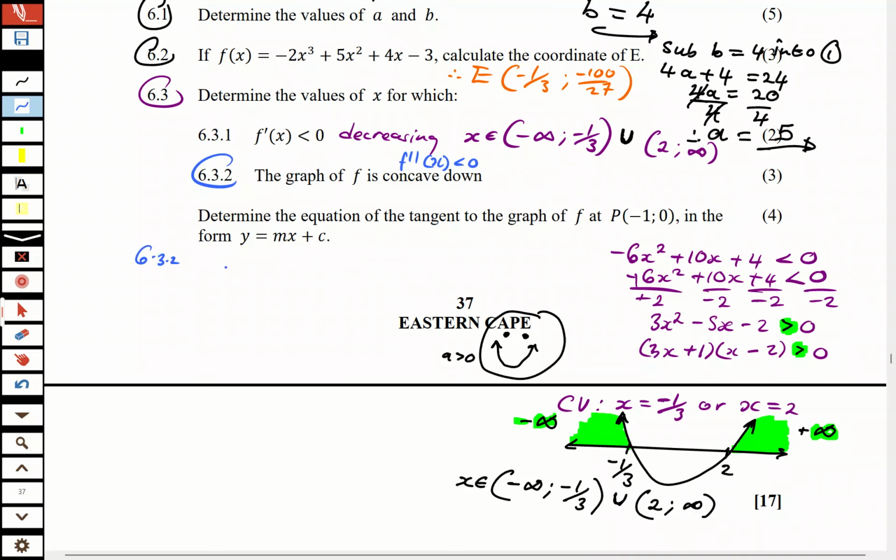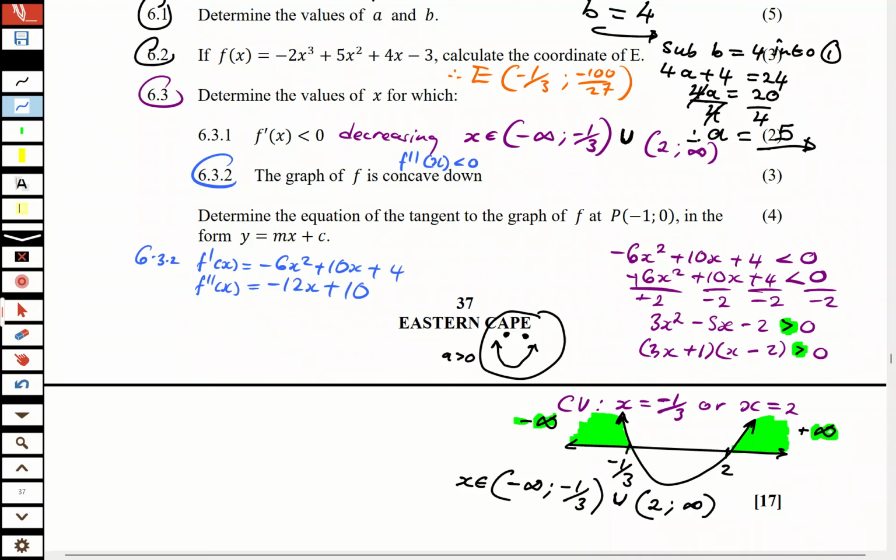6.3.2, you're going to take what? The first derivative. The first derivative is what? It's just that part there. Negative 6x squared plus 10x plus 4. They're going to mark you here. They're going to mark you again for taking the second derivative, which is negative 12x plus 10. And then you do what?